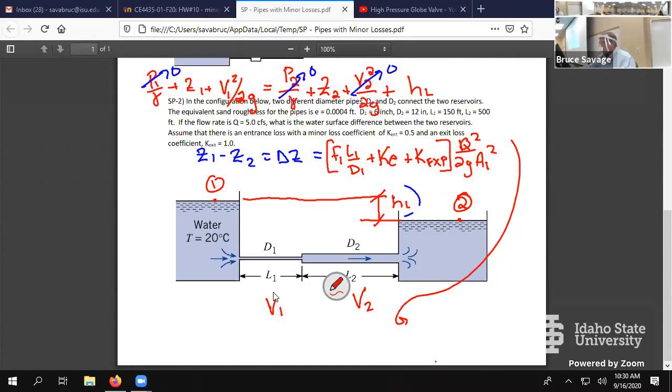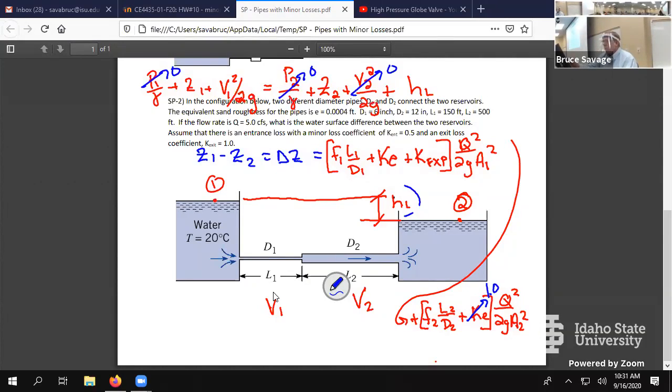And then plus, now I got to calculate my losses for pipe number 2. So it's going to be F sub 2 times L sub 2 divided by D sub 2 plus, what are the minor losses I have on the downstream side? The exit loss, right? So K exit. And that right there is going to be multiplied by Q squared divided by 2G A sub 2 squared. Now, we already know that K sub exit goes to 1.